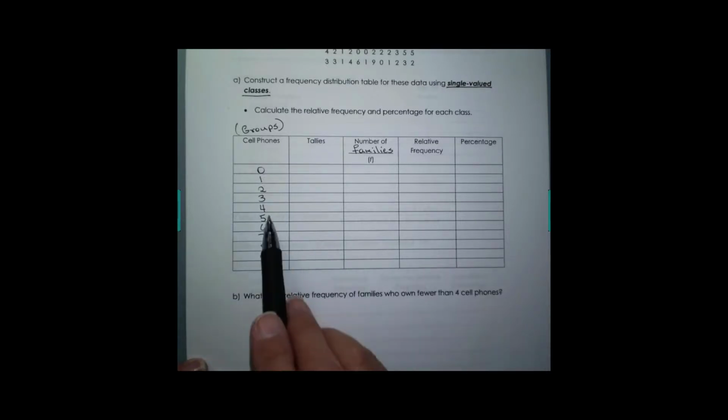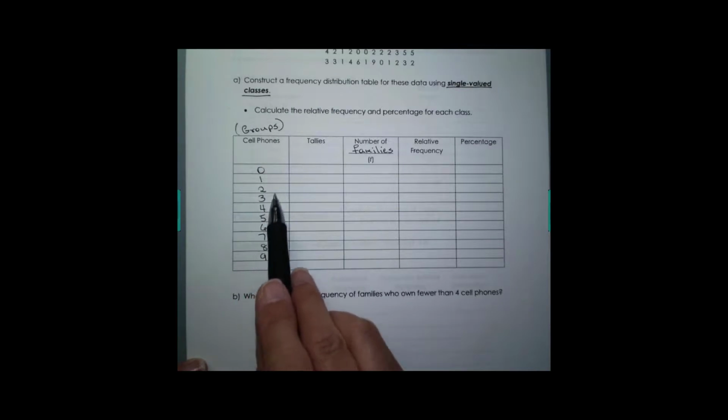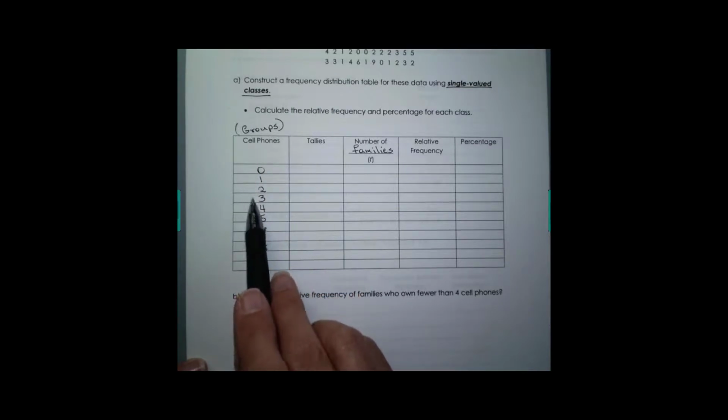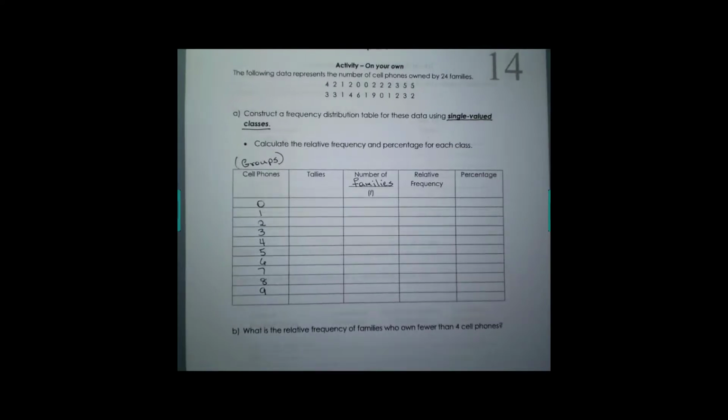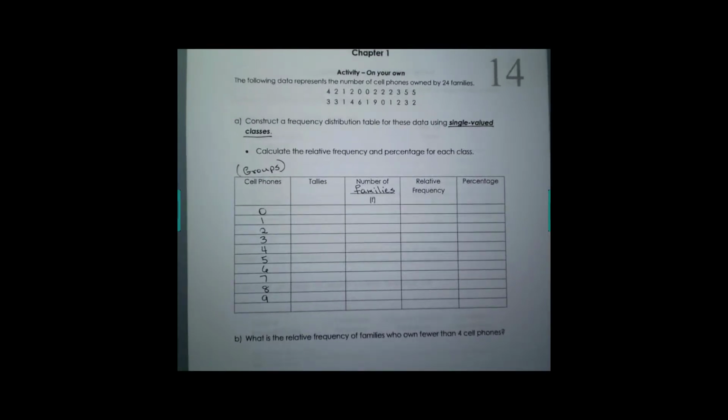So you're going to have to go to less than 4, which will be these groups, right? And you're going to have to count that frequency and divide it by the sum of all frequencies again. How many families do we have total? And you'll get the frequency that own fewer than 4 cell phones. This will help you to understand, if you really do understand, creating a frequency distribution table for grouped data. And I will post this answer sheet for you after a while.